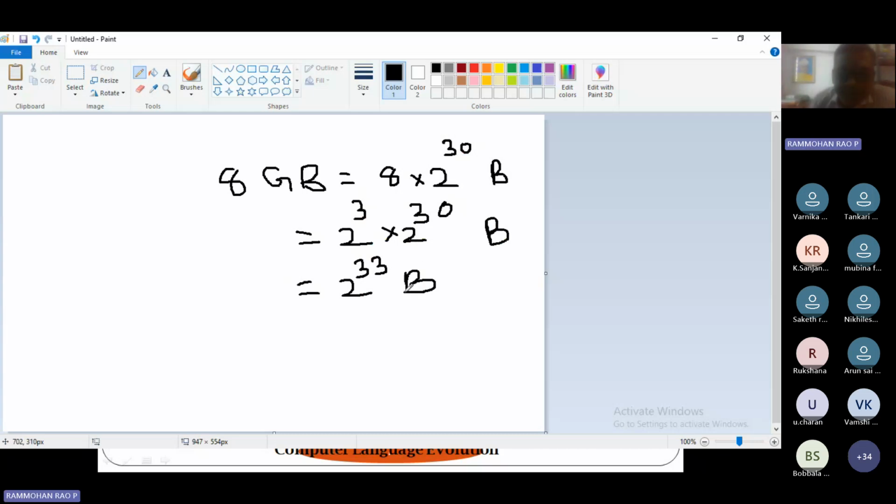Now, for example, I want to convert this into bits. 8 GB means how many bits? When you have the answer in bytes, you can convert it into bits. 2 power 33 into, byte means how many bits? Byte means 8 bits. So 1 capital B is equal to 8 small b.